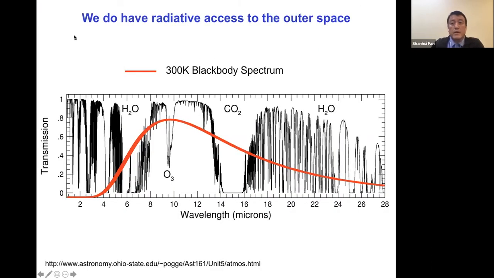The concept of radiative cooling builds upon the fact that we do have radiative access to the outer space, even when we are sitting on Earth's surface. The black curve here is a transmission spectrum of the atmosphere. And the important feature here is the wavelength range between 8 to 13 micron, where the atmosphere is transparent to radiation. And this wavelength range happens to coincide with the peak of a 300 Kelvin blackbody radiator. So consequently, every object on Earth at near ambient temperature, given sky access, would be able to radiate its heat out to the outer space. And this therefore represents an intrinsic cooling mechanism.